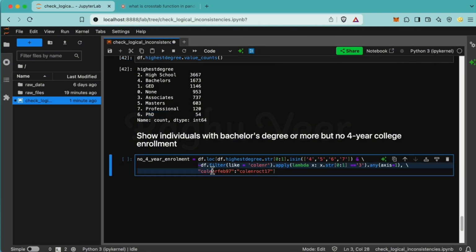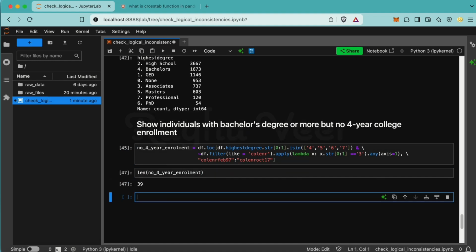So there is a small tilde here that is for excluding the rows where the college enrollment is declared as 3, any axis equal to 1 from the college enrollment. Now, if you look at the length of 4-year enrollment, 39 people have said they have the highest degree as more than bachelor's, but they did not complete bachelor's degree at all.